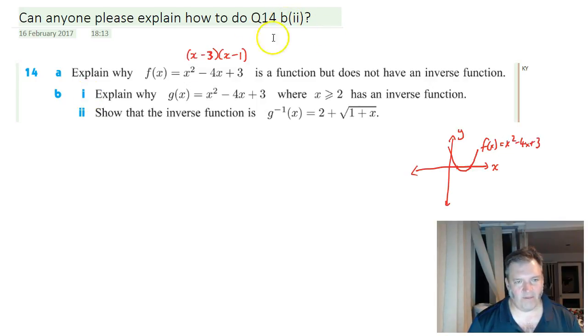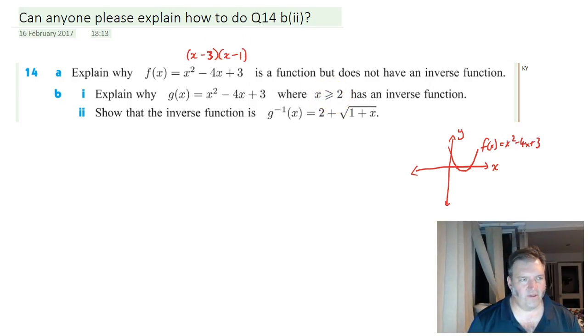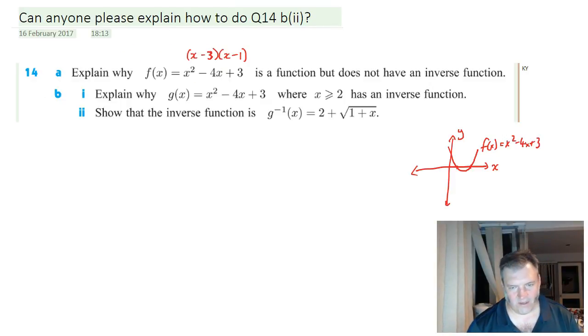So explain why part B part 1. I know this is only about B part 2, but for those who haven't seen the leading questions, it's probably worth just going over this. Why does g of x equals the same function where x is greater than 2 have an inverse? Well, if we have a look at what g of x would look like, it's going to be pretty much the same function, except it's going to start, if I can find where my cursor is, there it is, it's going to start there and just be that part of it.